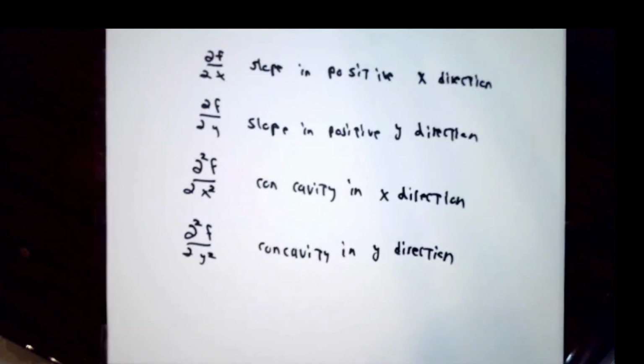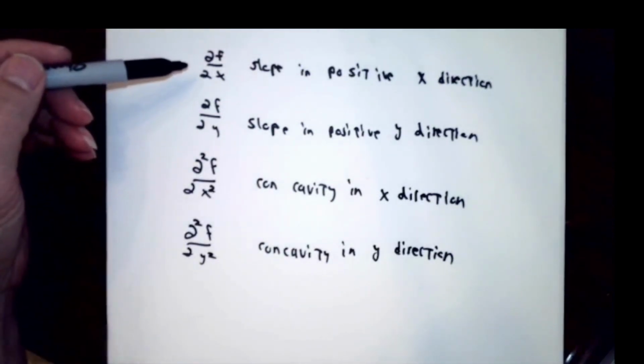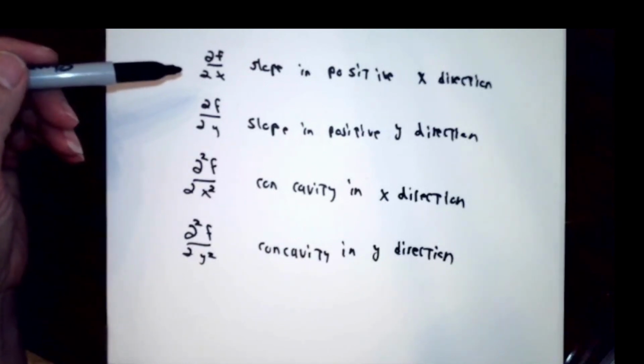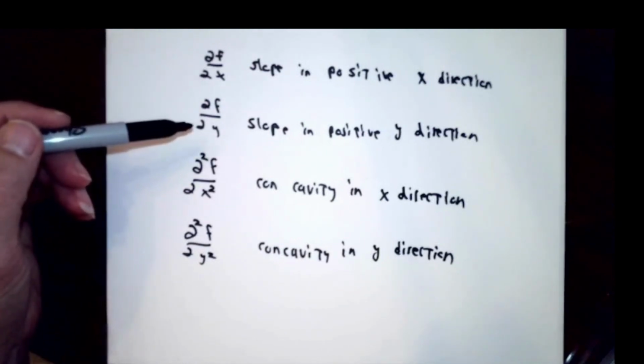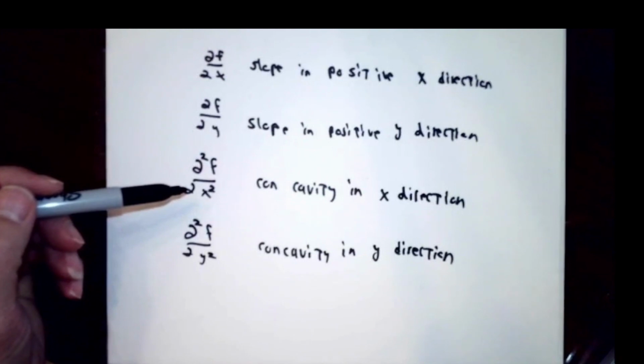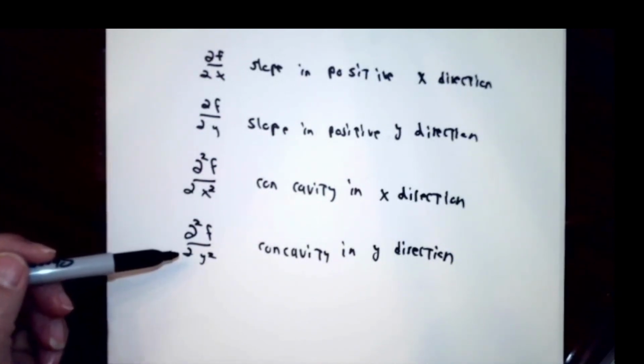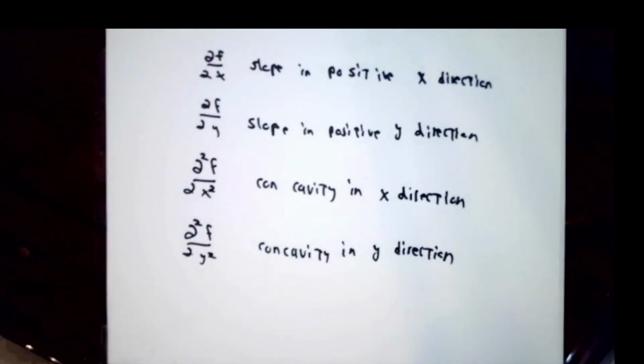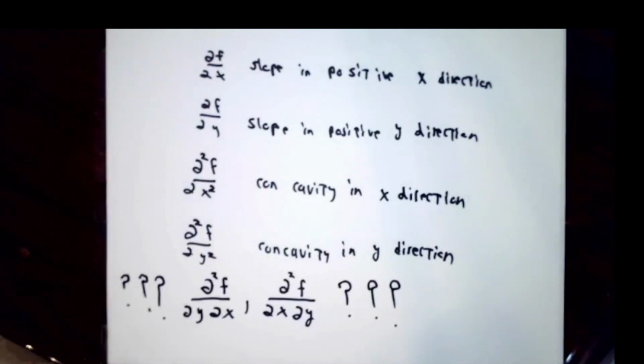So we can interpret these things that we're calculating in the following way. Partial of f with respect to x is the slope of the surface in the x direction. Partial of f with respect to y is the slope in the positive y direction. The second derivative of f with respect to x both times is the concavity in the x direction. This is the concavity in the y direction. But there are also those other two second derivatives. At the moment, we have no idea what they represent to us.